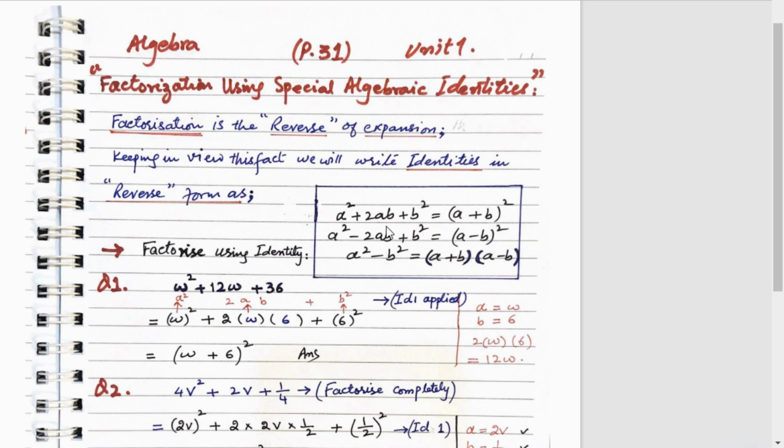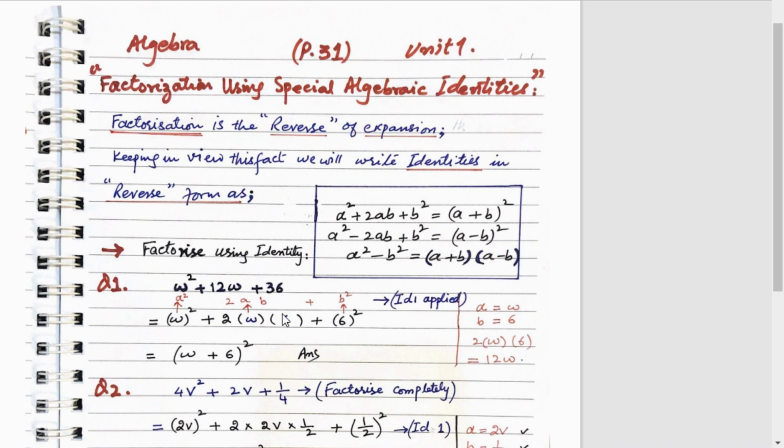Before, I had written this identity as (a + b) whole square is equal to this; the left-hand side was the left side and this was the right side, but now I am writing it in reverse form. Now the right side has become left and the left side has become right. Now the identities will be written in this form. This is the reverse form of the algebraic identities. We will use these identities to factorize given questions.